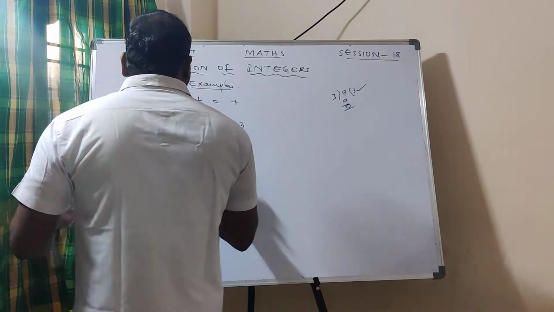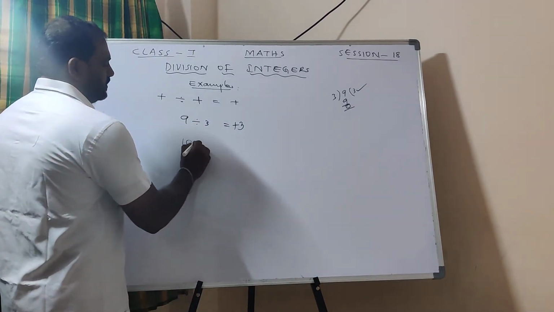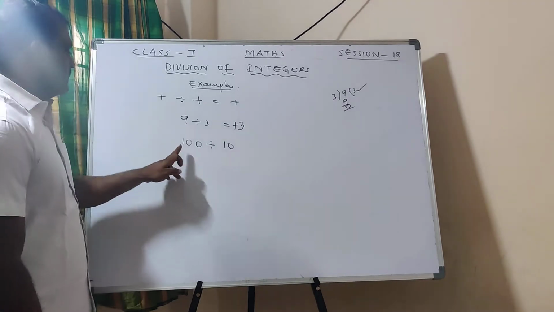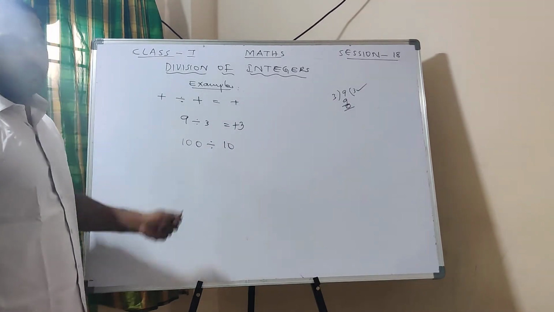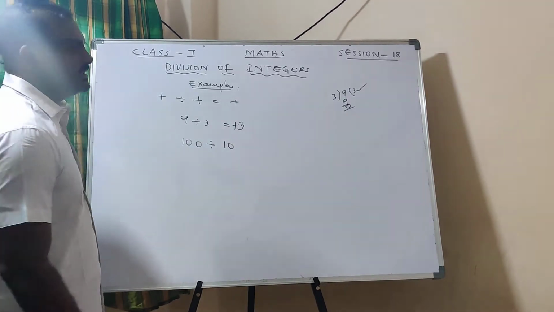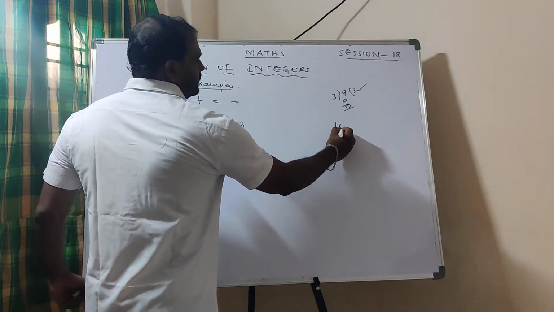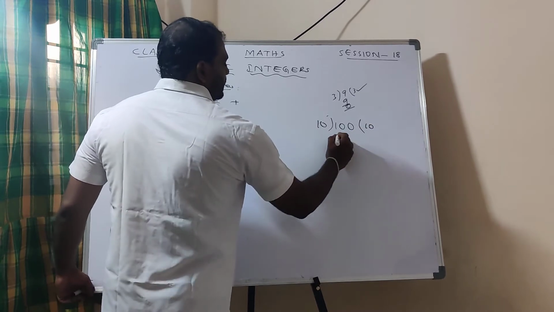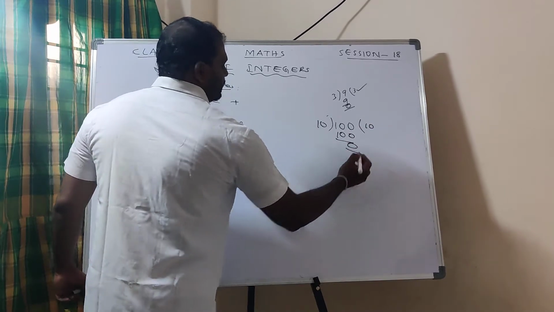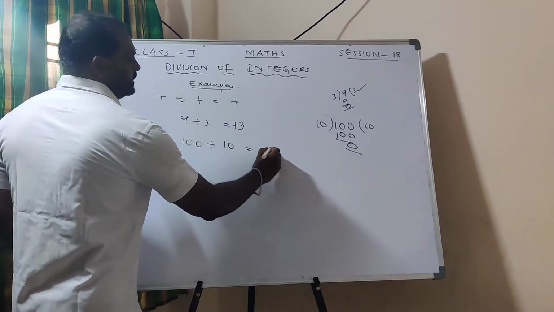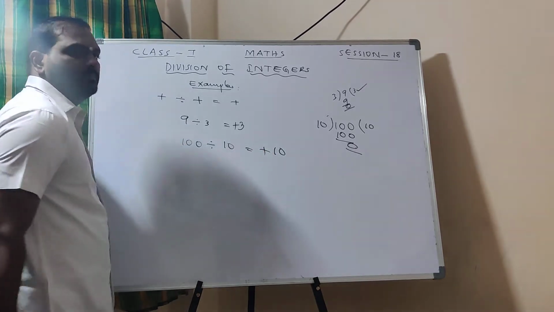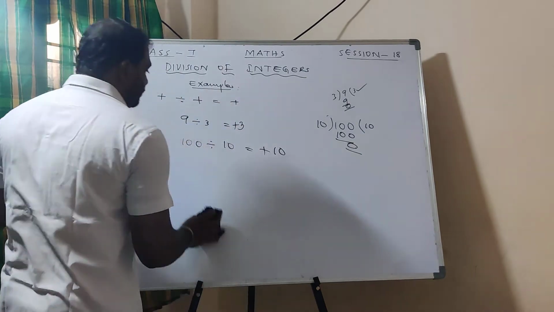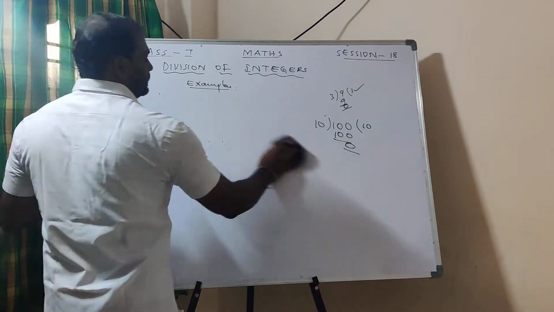One more example: 100 divided by 10. If nothing is given, we have to assume it is positive only. So plus 100 divided by plus 10. We should do general division: 10 tens are 100. So the answer is 10, and the symbol is plus, so plus 10 is the answer. This is an example of a positive divided by a positive.